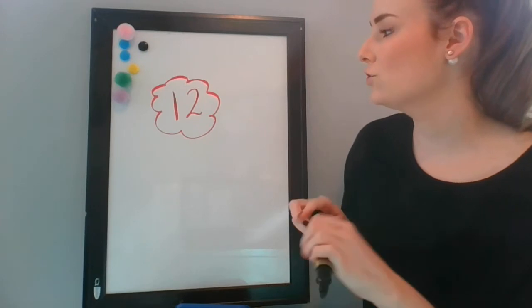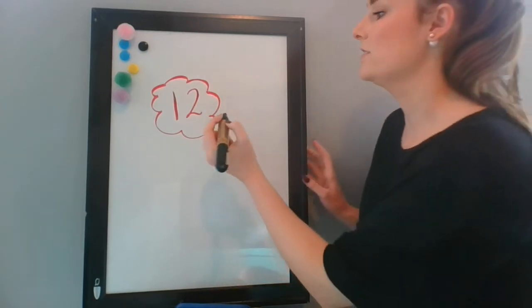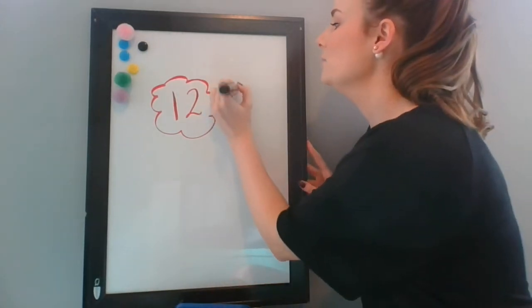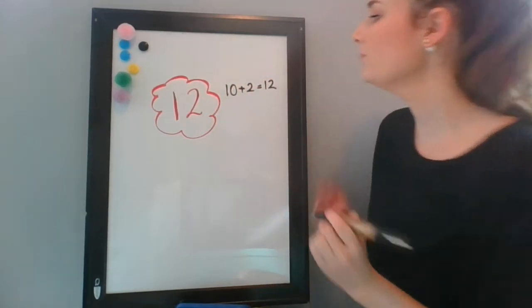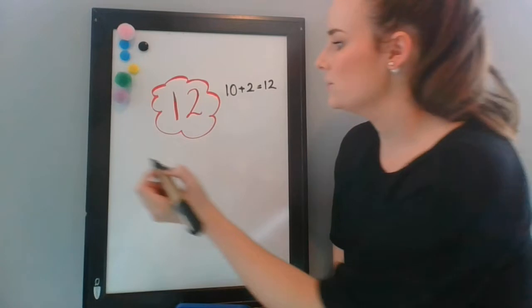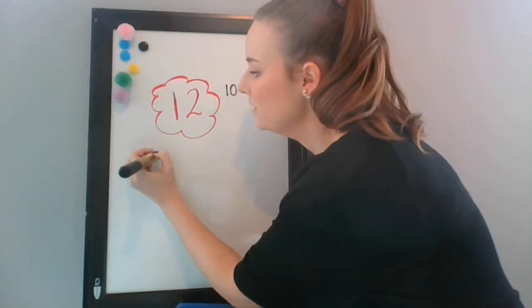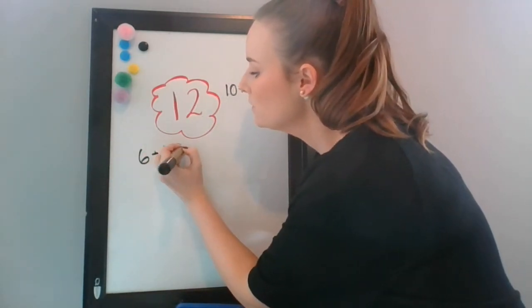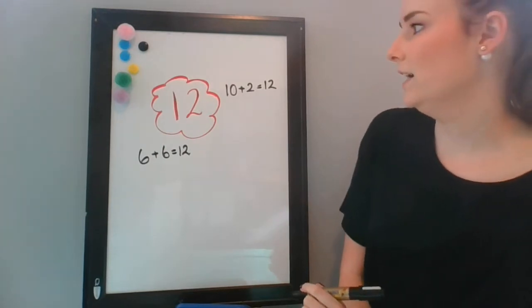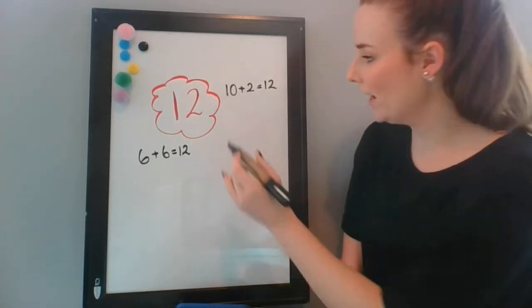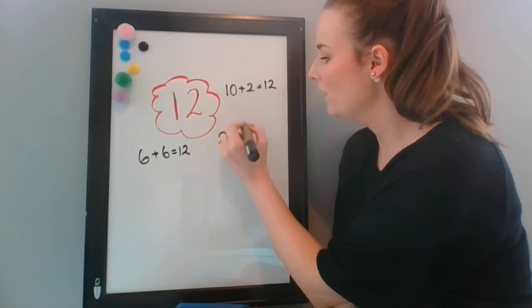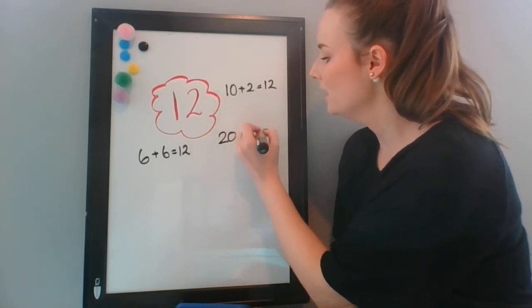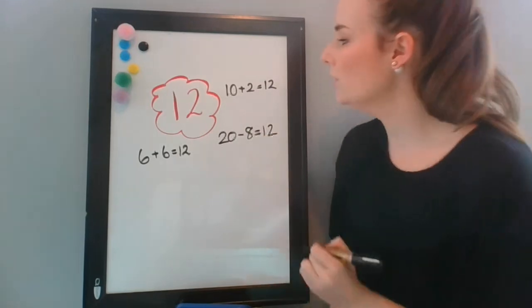So I might like to do, I could say 10 plus 2 is the same as 12. I might like to do another addition one and say 6 plus 6, so using my doubles. I might want to do a subtraction, so I could say maybe 20, take away 8 equals 12.